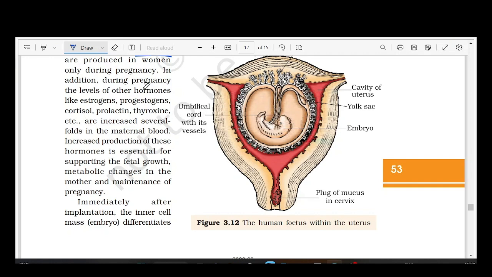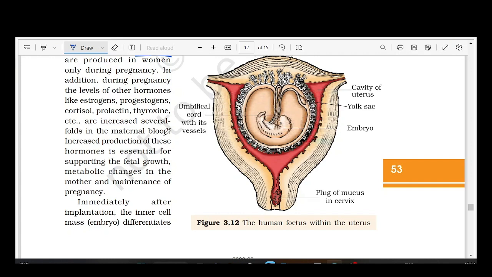Okay, so let's discuss the level of other hormones. It can be asked which hormone will be present in the blood at a very high level during the pregnancy. So you have to answer: the estrogen, the progesterone, the cortisol, which is formed by the adrenal cortex part of the adrenal gland. And even if they ask which part of the cortex, you have to tell that the zona fasciculata produces the cortisol because it's the glucocorticoid, prolactin and thyroxine. These hormones are increased by several fold in the maternal blood.